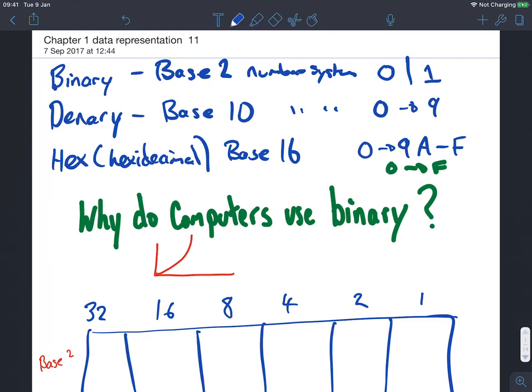This video relates directly to the CIE IGCSE computer science. It is about data representation. Of course, it's applicable to all GCSE specs.